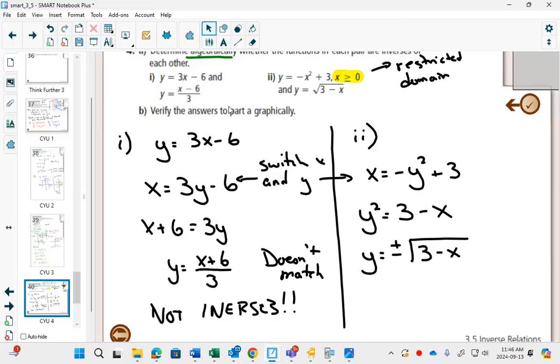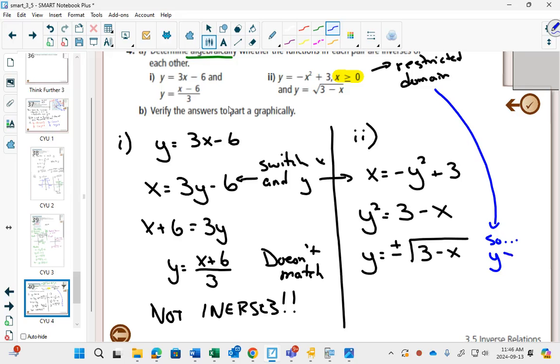Now, everything switches. So not only does the equation all switch, but the restriction on the domain becomes a restriction on our range. I'll just write this in blue. So if our domain is restricted to be x bigger than 0, our range of our inverse has to be restricted to be y bigger than 0.